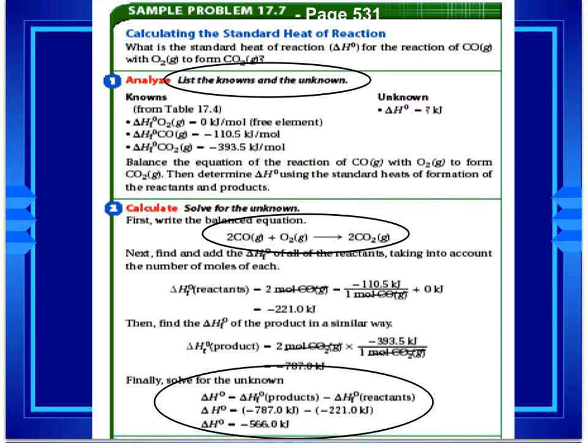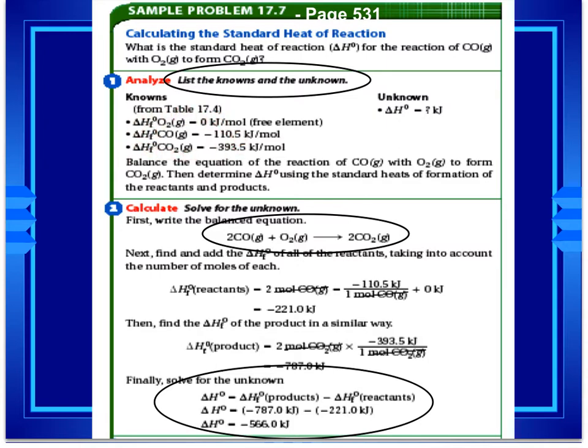So here is an example problem, calculating the standard heat of reaction. The question is asking what is the standard heat of reaction for the reaction of carbon monoxide with oxygen to form carbon dioxide. So we want to list our knowns and our unknowns. From the table in your textbook, or online, or given on the worksheet, you would get these values.